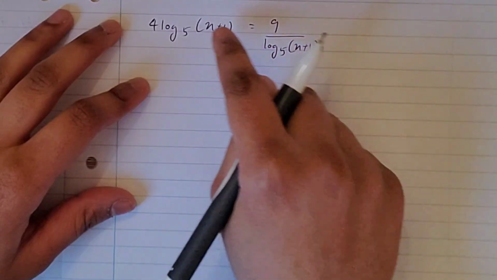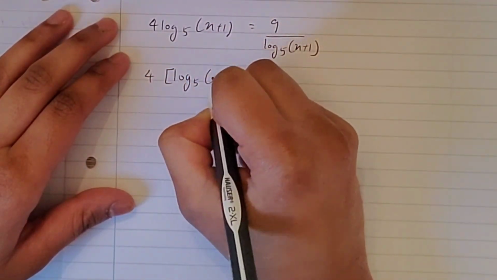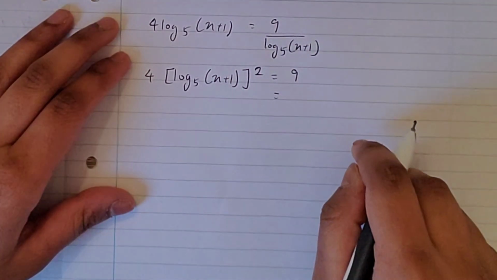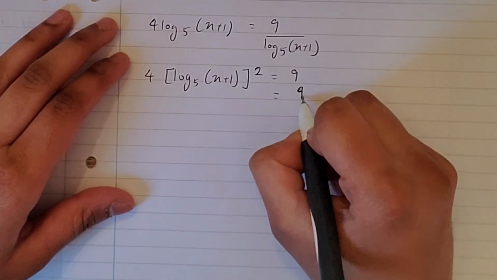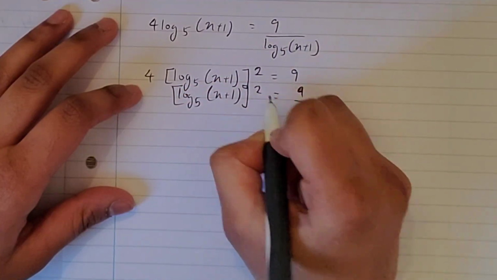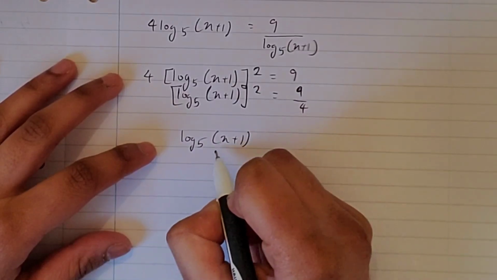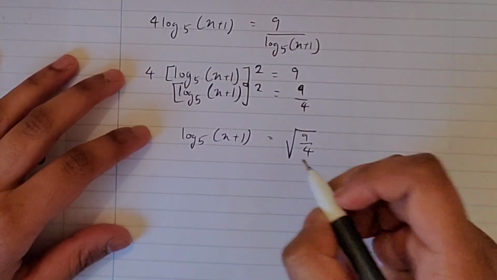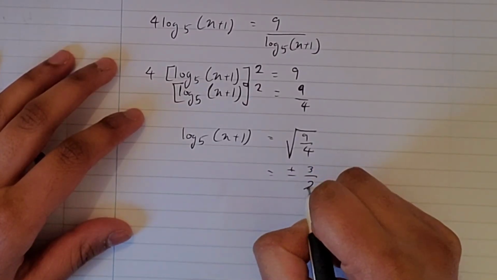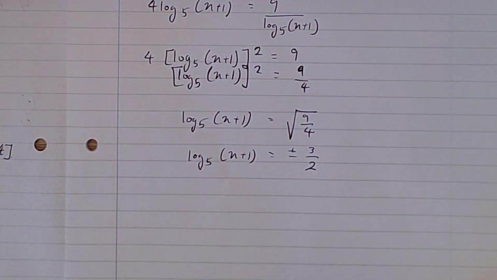Now because these two are the same on both sides, I'm going to do a square. Divide both sides by 4, and that would get you to 9 over 4. Take the square root of both sides. And that gets you to plus or minus 3 over 2, which leaves us with 2 cases as to what this could be.